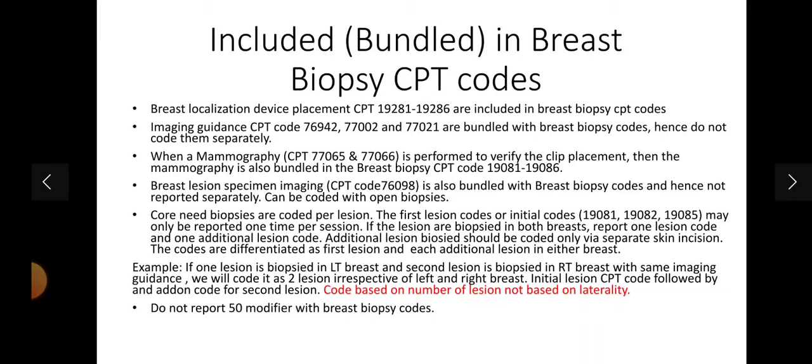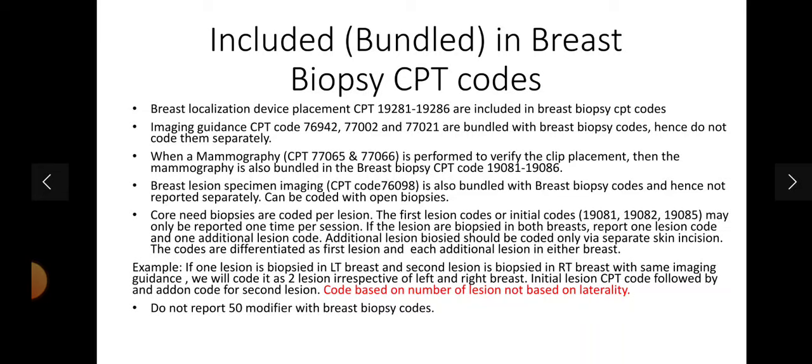See here it says core needle biopsies are coded per lesion. The first lesion code or initial code 81, 82, 85 may be reported one time per session. If the lesions are biopsied in both breasts, report one lesion code and one additional lesion code. So it doesn't matter if it is done on both breasts or in one breast only. You have to code as per the number of lesions biopsied. An additional lesion biopsy should be coded only via a separate skin incision. So if any separate skin incision is done, then only you have to count it as an additional lesion.